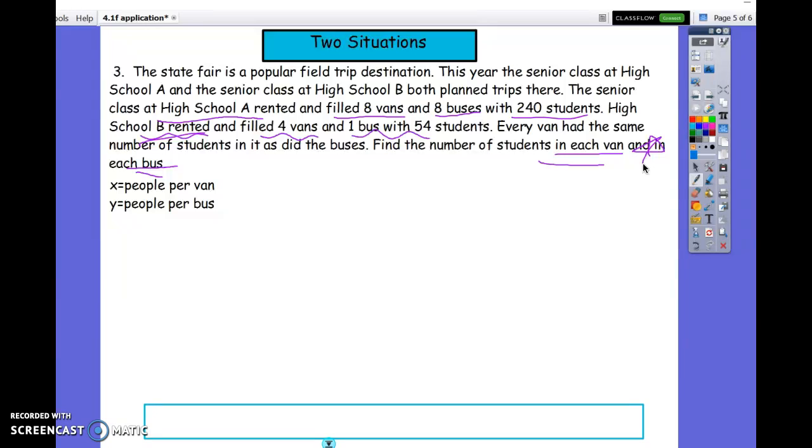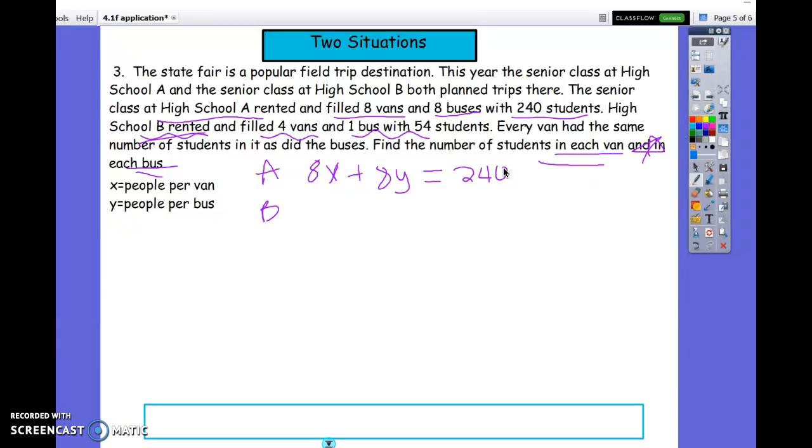Well, two situations, we're talking about High School A and High School B. So those are our two different situations. You just need to write an equation. Well, High School A says 8 vans, so we have 8x if we take the number of vans times the number of people in each van. Okay, that's where we get our 8x from. And we add 8y, so the number of buses times the number of people in each bus. That should equal that total of 240 students who went on the trip.